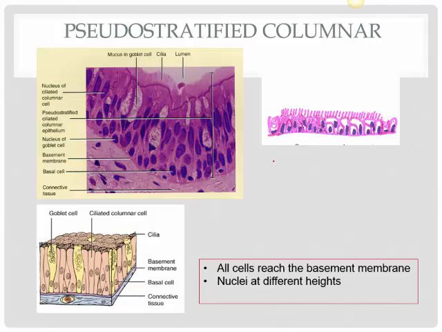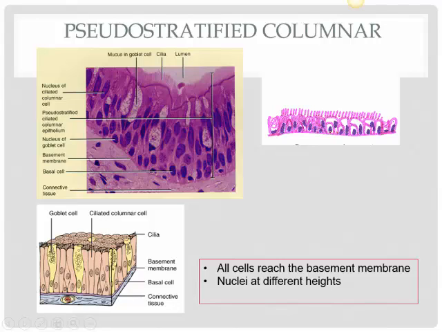pseudostratified means it's not true layering, it's just that the cells are at different levels. Some are short, some are tall, so as a result the nuclei tend to look like they are at different levels, giving a false sense of stratification or layering. All cells reach the basement membrane, because some are small, some are tall. So if you look up here, look at this cell. This is a really tiny cell. Look at this cell, a much larger cell.